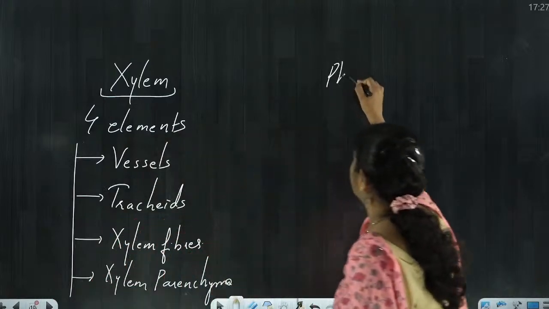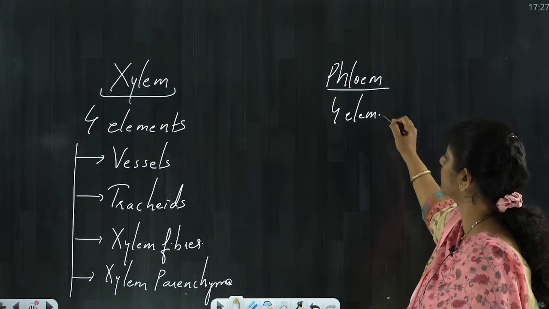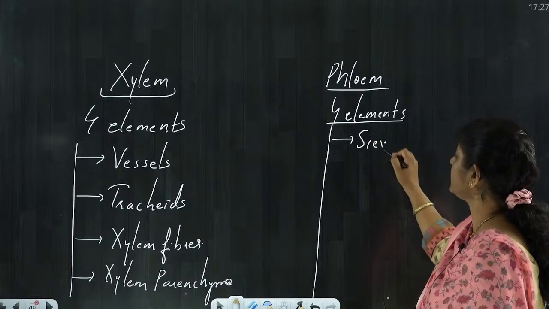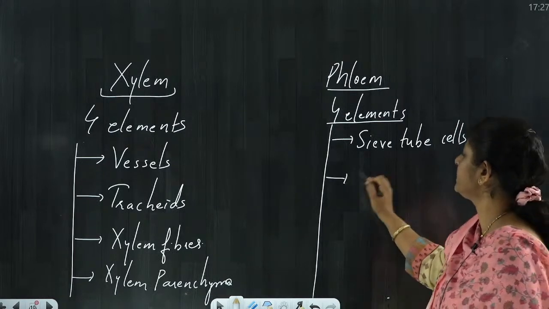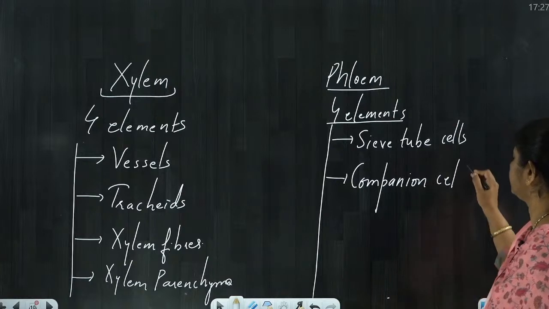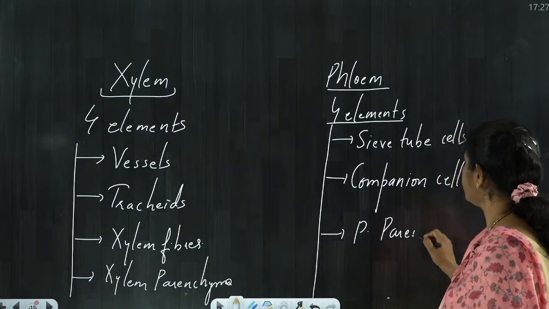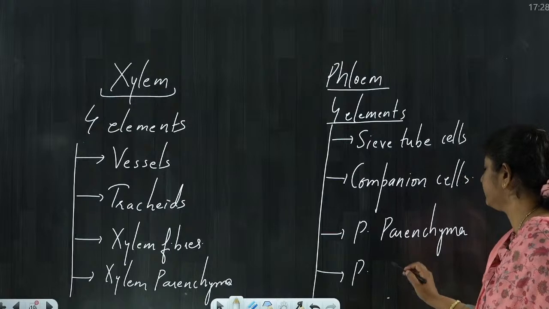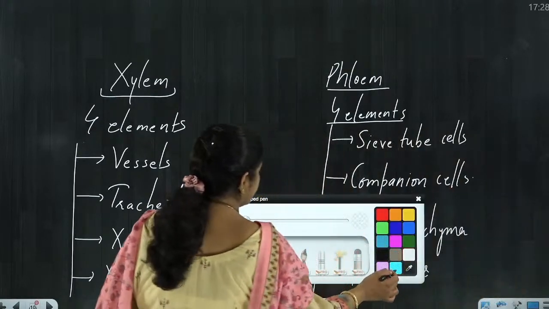Whereas phloem is made up of what? Again, four elements. What are those four elements? It is made up of sieve tube cells, companion cells, even the phloem parenchyma, which I must write first here, and then we discussed phloem fibers, right? Now what is happening in this case?